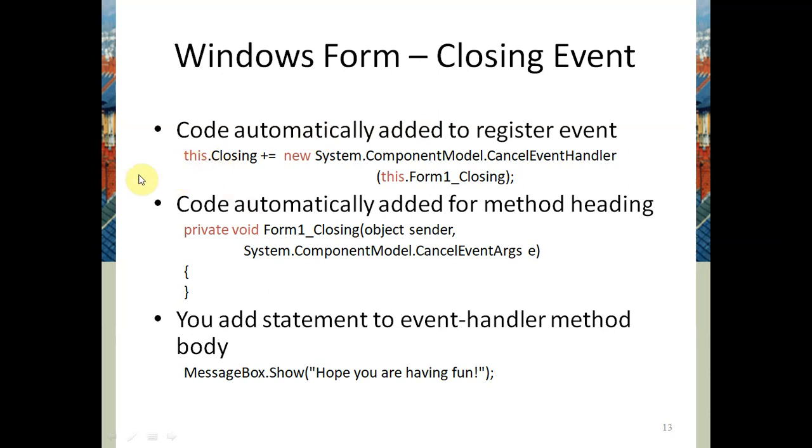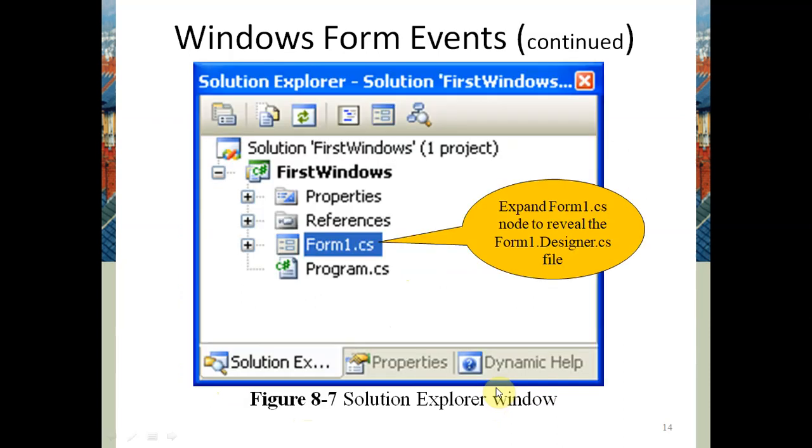So this is the object of the same class. this.Closing equals this.Closing plus new System.ComponentModel.CancelEventHandler, this.Closing. So this is the closing event, private void Form1_Closing(object sender, System.ComponentModel.CancelEventArgs e). And MessageBox.Show, we can display the message box here. So this is the form event.